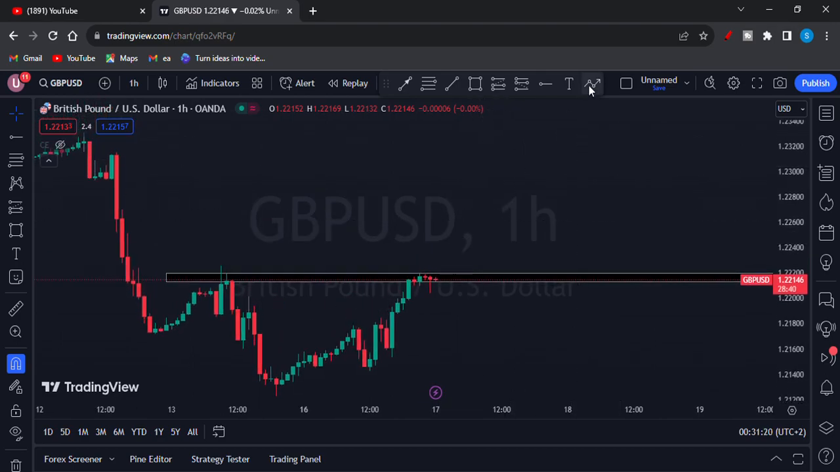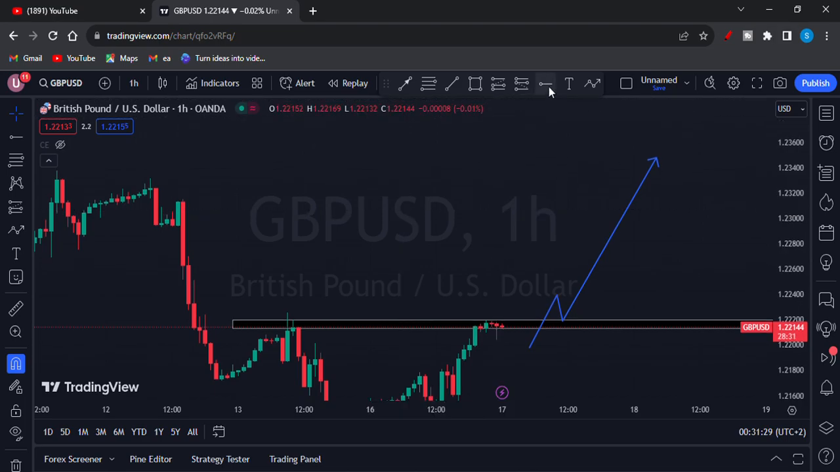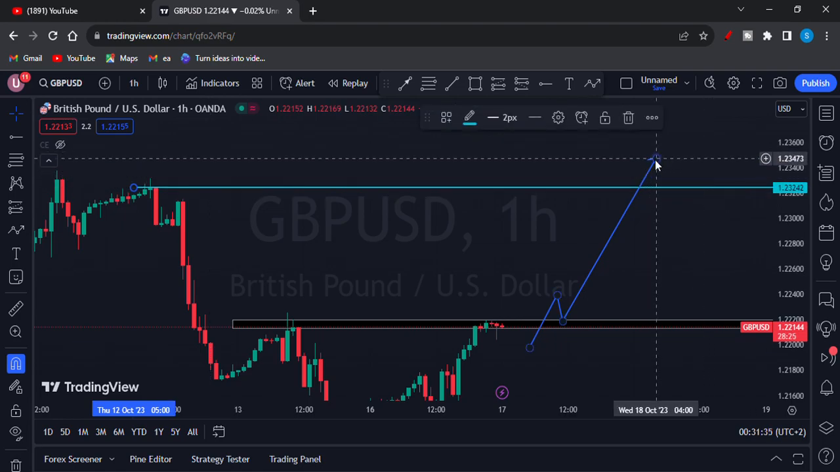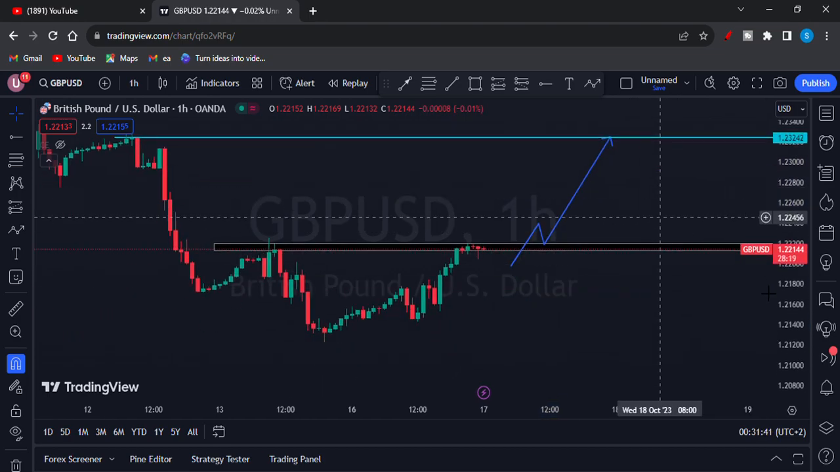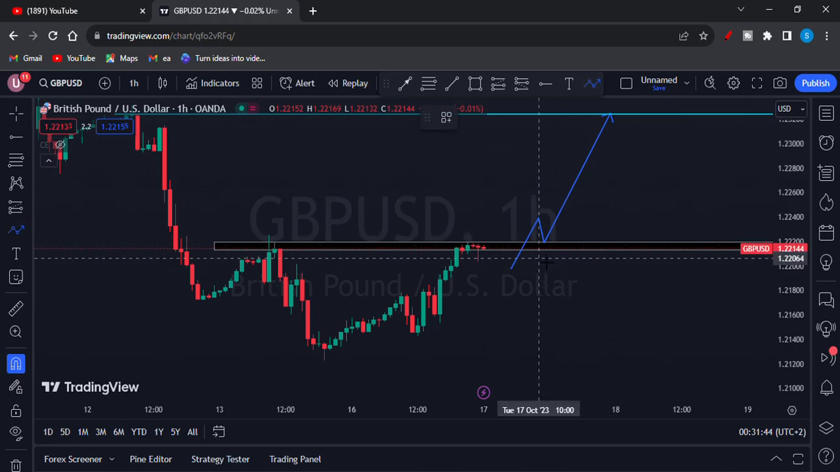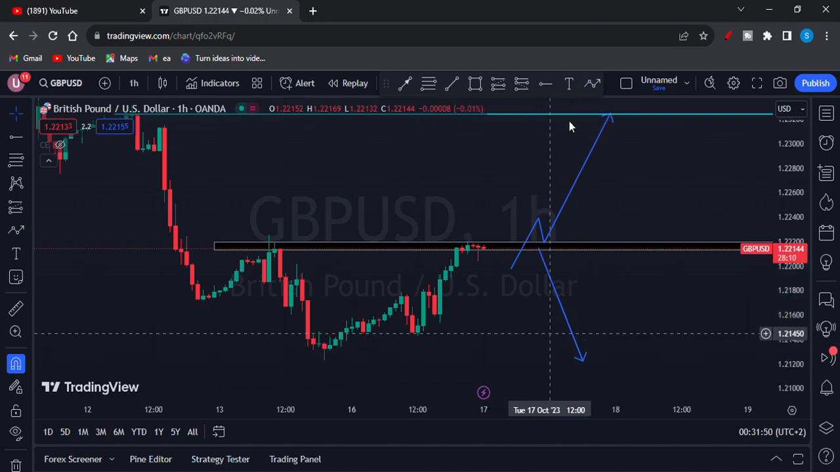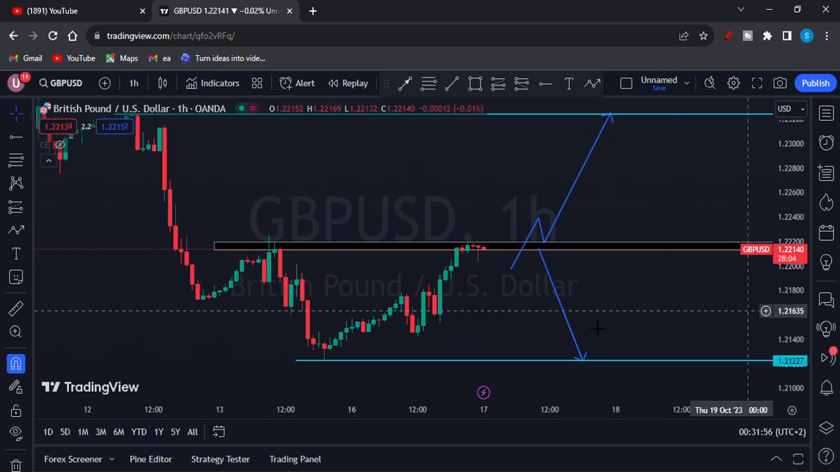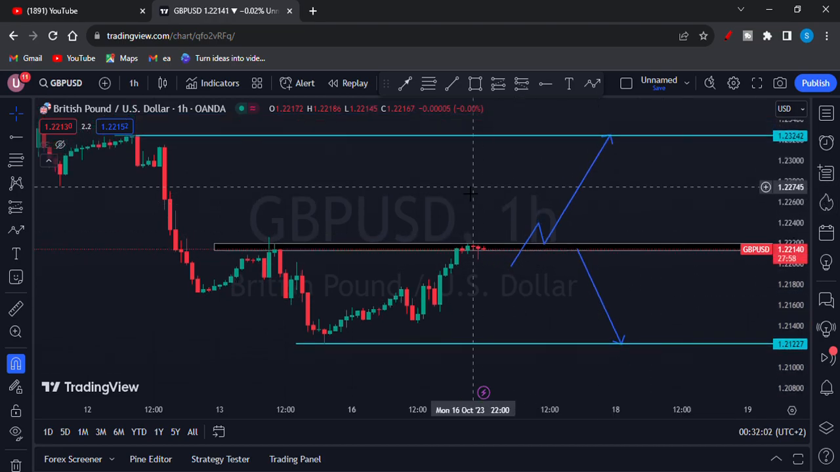So if the market is buying, then we can potentially see a break, retest, and then continue with the overall trend. And then my potential TP is going to be right there. And then if the market is selling, then what I'm going to expect is a huge drop to the downside, potentially up to there. So that's my analysis for GBPUSD.